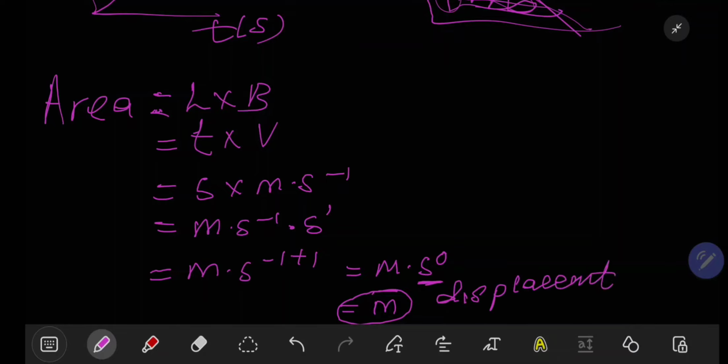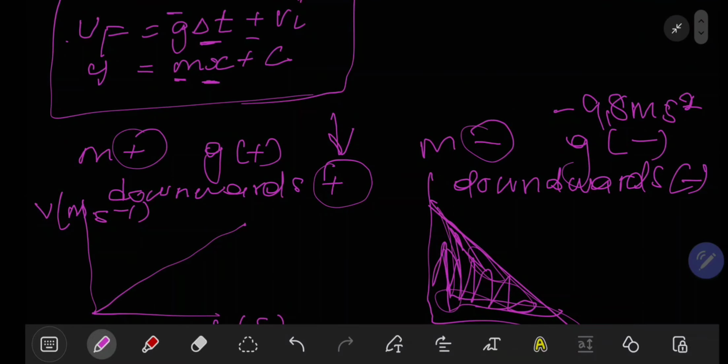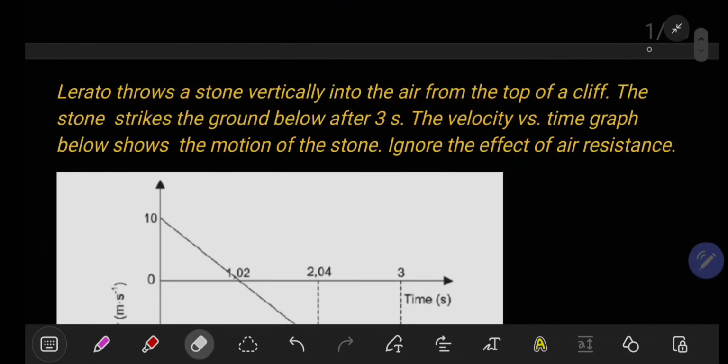So it means when you find the area under the graph, or under the slope, you find the displacement. Okay, you can use the equations of motion, or sometimes you can use the area under the graph in order to find your displacement. So without a waste of time, I want us to jump straight to some questions so that we get to understand how we analyze and answer these questions.